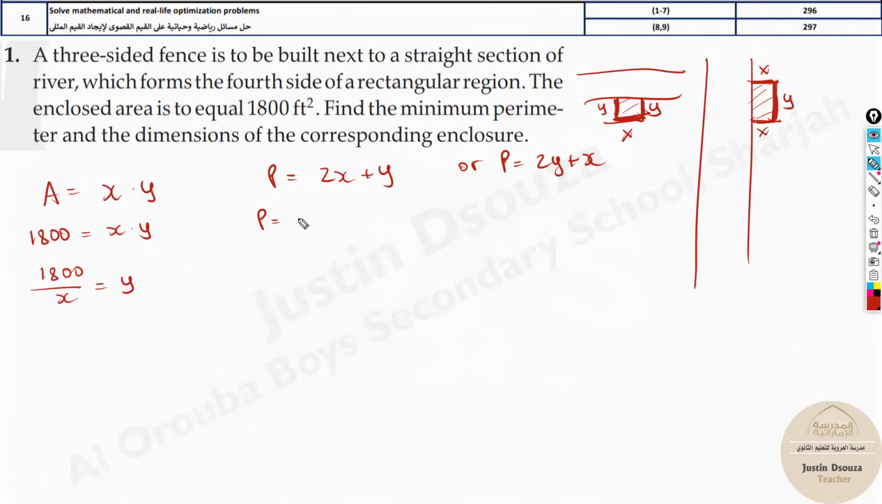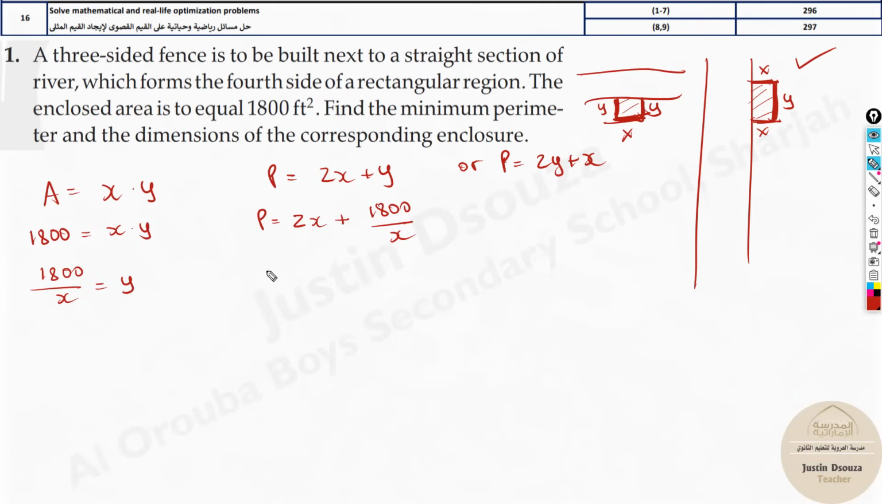We will get P is equal to 2x plus y, where y would be 1800 by x. Even over here you could do the same thing, it's fine. It's just that when you solve it, the answers will be the same, just the methods will be different. You can try this by yourselves. Now here you only need to do one, not both. I'm considering this one and I'm solving it over here.